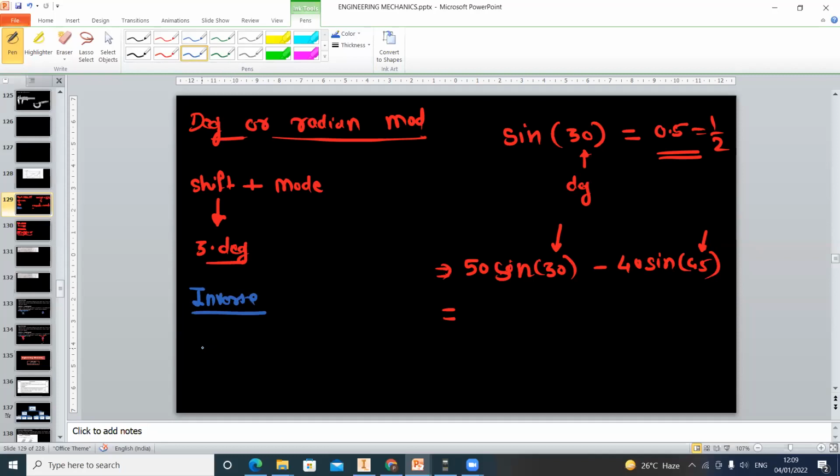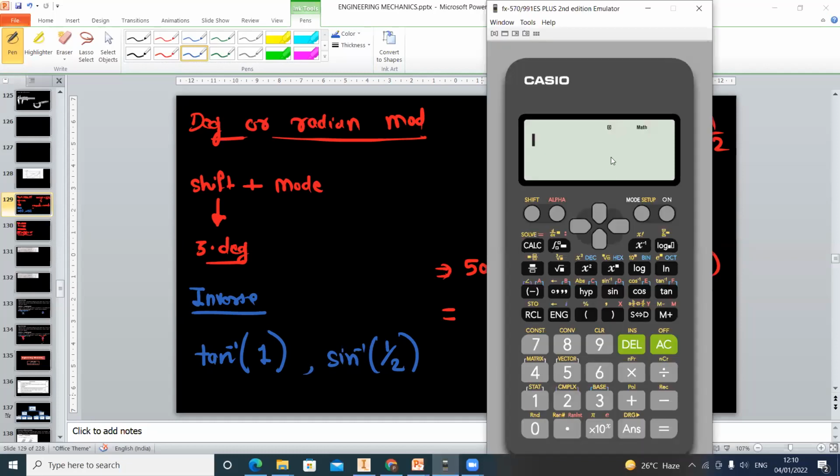If you want to take the inverse for a particular angle, like tan inverse 1 or sine inverse 1 by 2, how do you enter the inverse function? First, make sure that it is in degree, and here you can see the math.